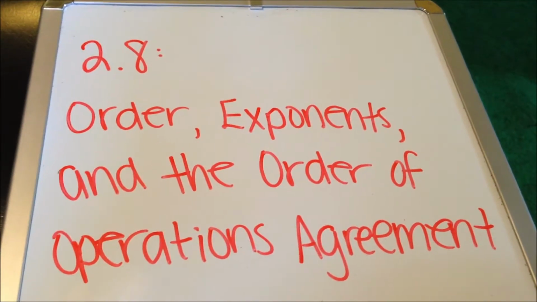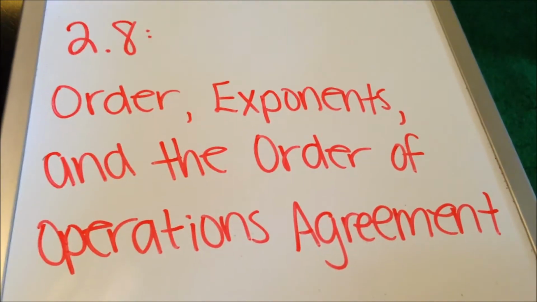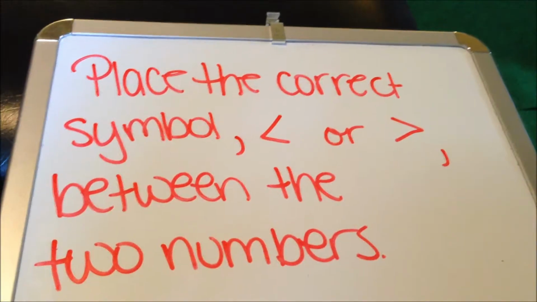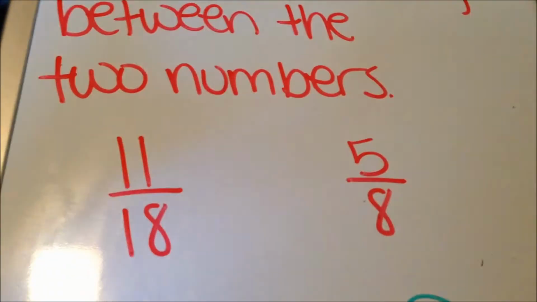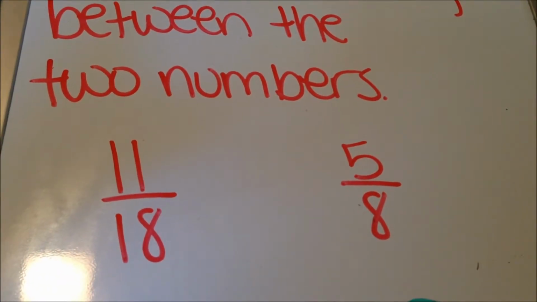Section 2.8, Order, Exponents, and the Order of Operations Agreement. Place the correct symbol, less than or greater than, between the two numbers, 11/18 and 5/8.